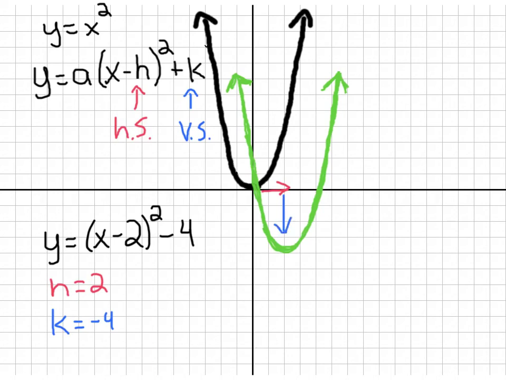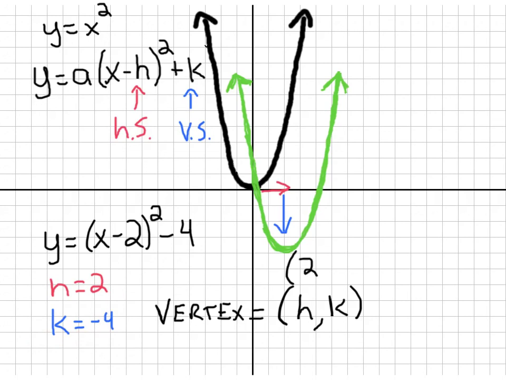Same exact graph. Now, the interesting part with the vertex form of an equation is it quickly identifies our vertex. And our vertex, it's like a little code, is h, k. Well, we know what h is. h is 2, and k is negative 4. So we can write that. The vertex on this particular one is 2, negative 4.